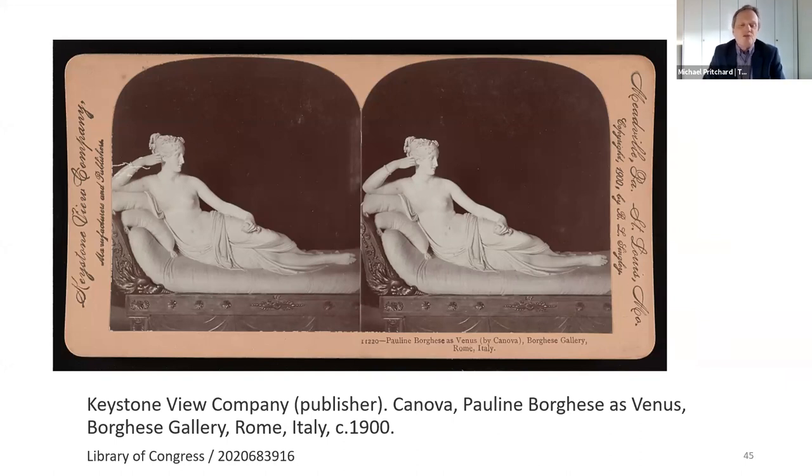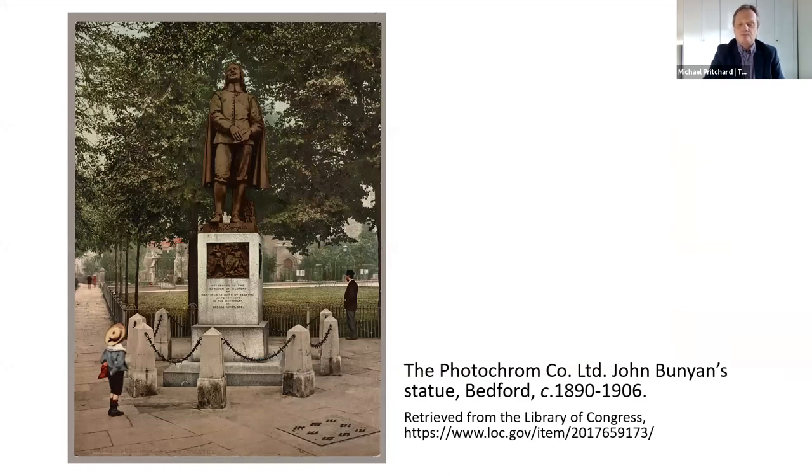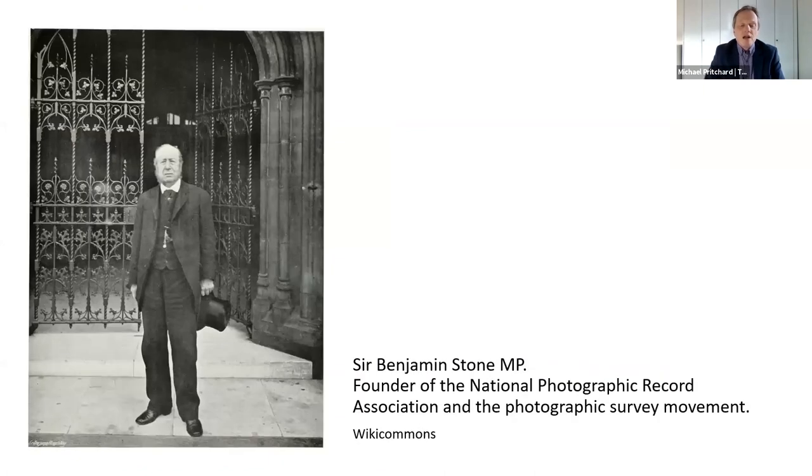First proposed by William Jerome Harrison in 1889, the National Photographic Record Association was established in 1897 by Sir Benjamin Stone. And when it closed, almost 6,000 prints were amassed. At a local level, there were county groups, camera clubs, field and naturalist societies, and survey groups formed specifically to document local areas. Elizabeth Edwards has described this in her book, The Camera as Historian.